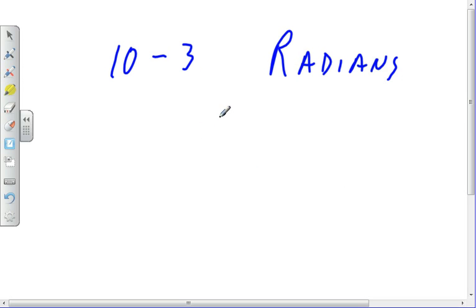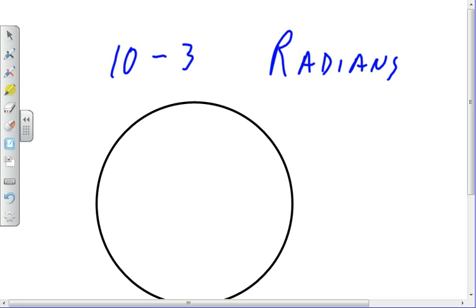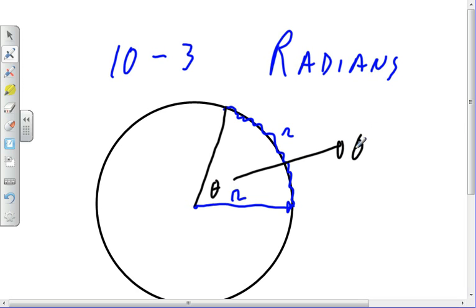So if I have a circle, then that circle has a radius, r. If I take that radius, r, and wrap it around the circle, so that now my r comes around the circle, then I got some angle right there, theta, and we say that theta is going to be 1 radian.